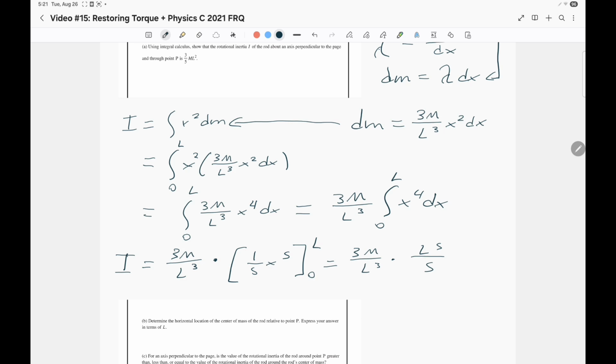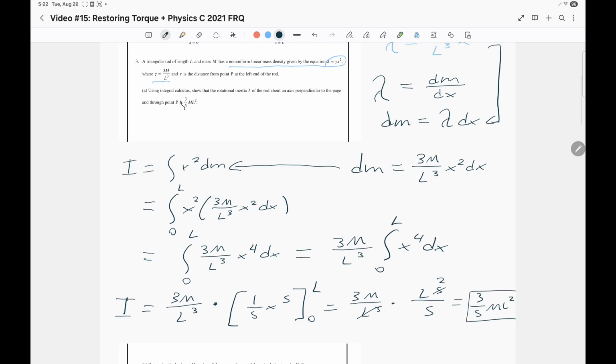And now some things cancel out here, right? Our L's cancel. So we're going to have an L squared there. And that's all that cancels, right? So we'll finish with 3/5 mL squared as our rotational inertia. And thank goodness that is what they tell you the answer is.